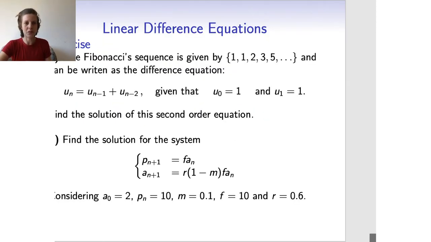Now, exercise 4. So we consider the Fibonacci sequence, so we have the terms U0 and U1, which are 1 and 1, and we can write the Fibonacci sequence like U_n is the sum of the two previous terms. So the exercise is to find the solution of this second order equation.